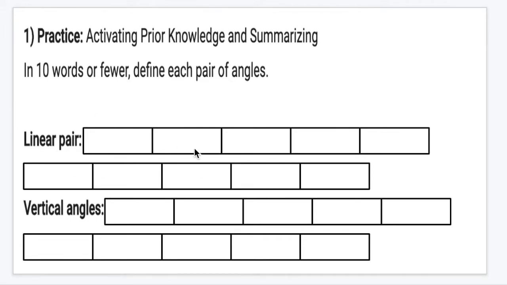These terms like linear pair and vertical angles might actually be familiar to you from your 8th grade math course, when you probably first covered this. But just to recap, a linear pair, we can define this as two adjacent angles whose measures add up to 180 degrees. Okay, so that's how I can define it in less than 10 words.